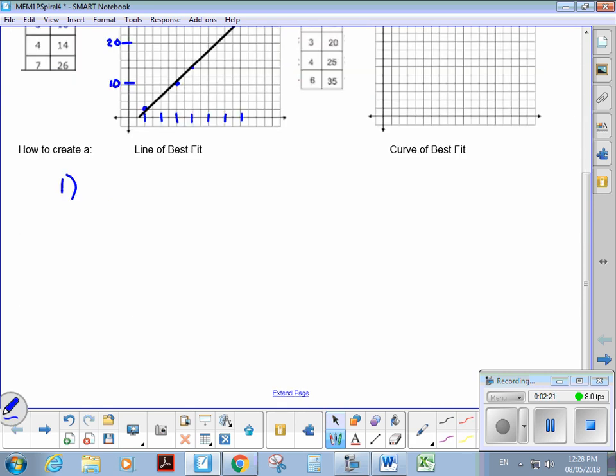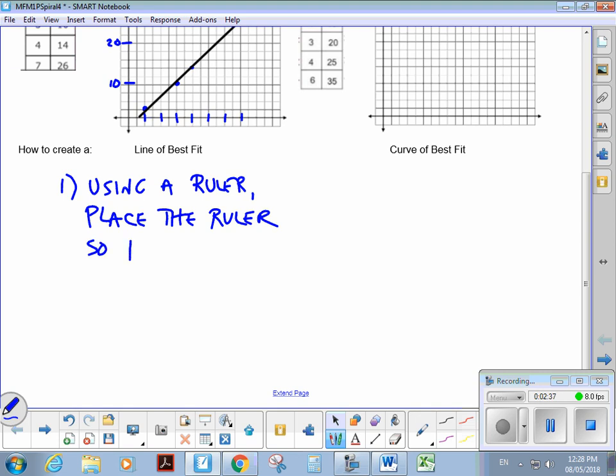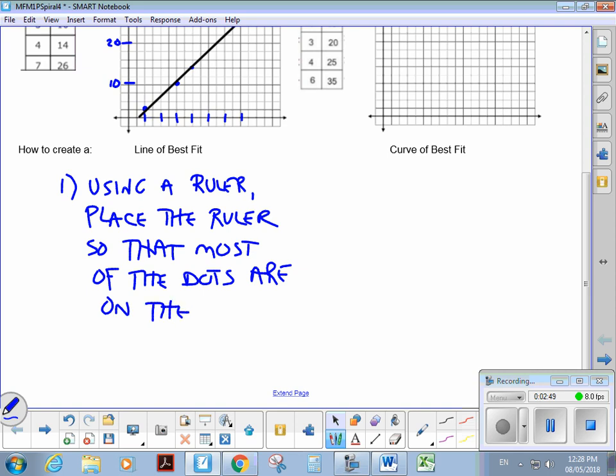So for how to do it, using a ruler, place the ruler so that most of the dots are on the ruler's edge. All right. So you take that and you kind of slide your ruler around just like I did with the line of best fit there, or that line that I drew.